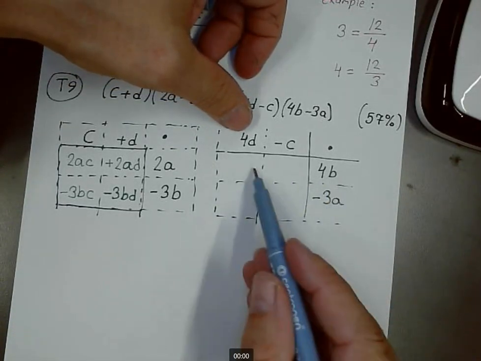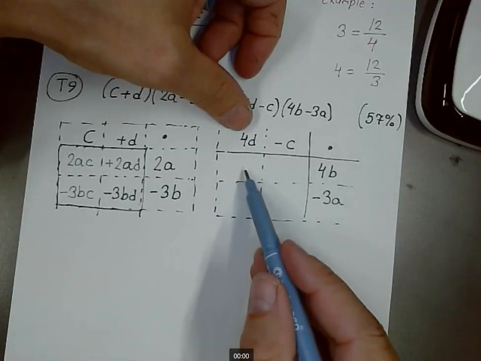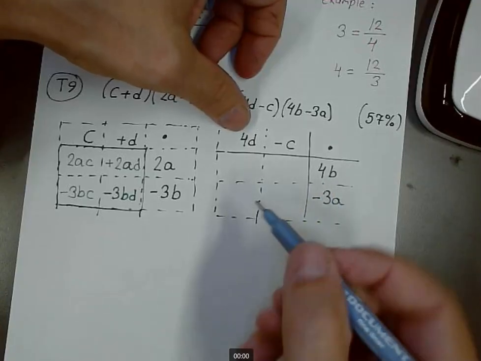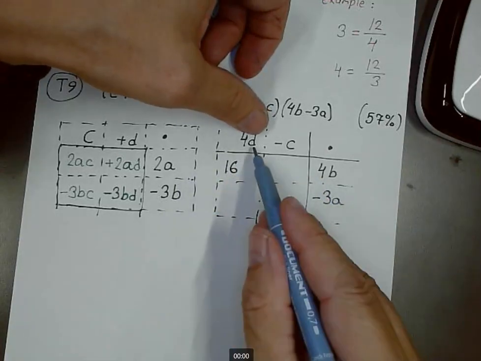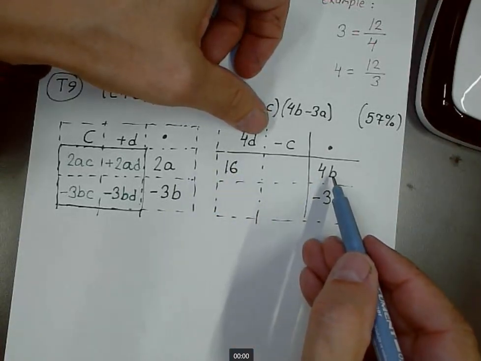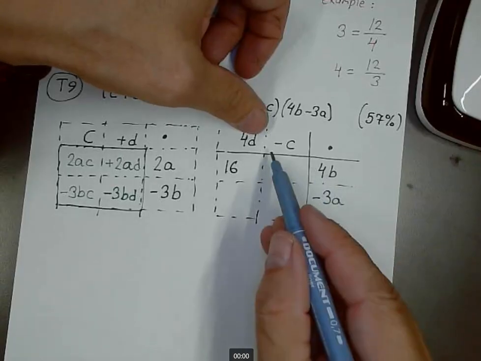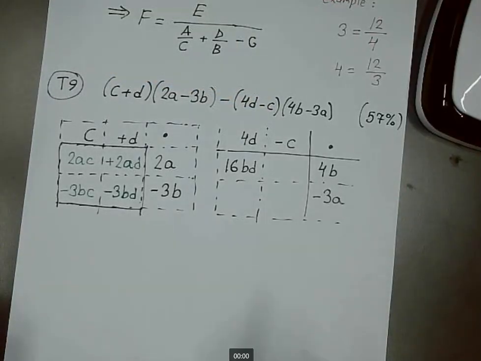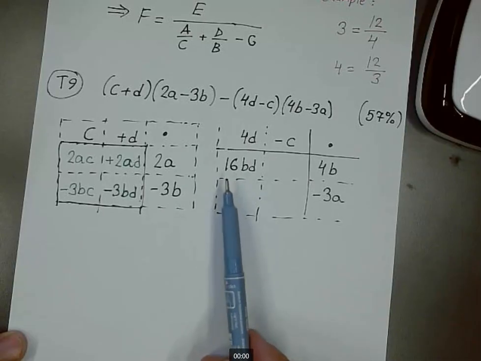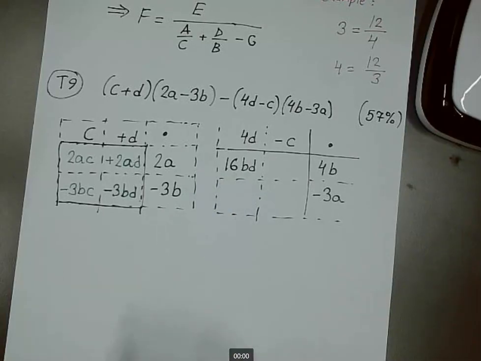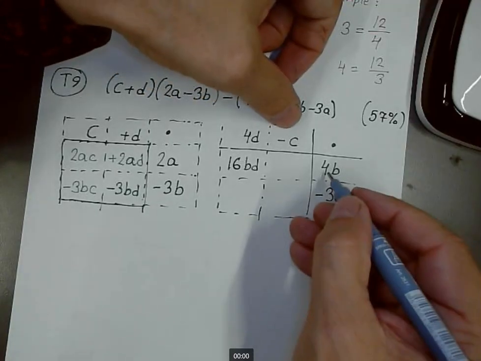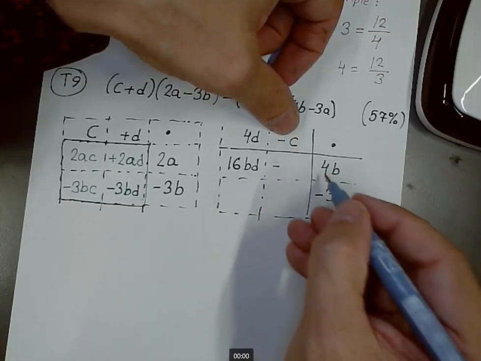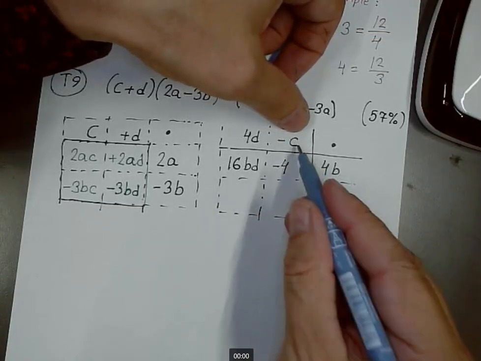Let's start again. Let's go with this first. We have 4d times 4b. 4 times 4 is 16, and d times b, I will write it in alphabetical order, BD. It is the same as DB, but it is easier if we write it in alphabetical order. Then we have here minus c times 4b. There will be minus 4 BC.